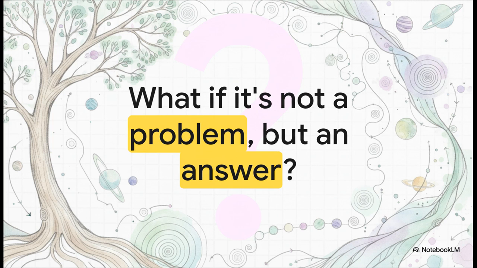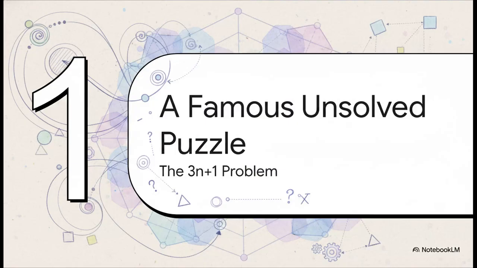The theory it proposes is that the conjecture describes a universal pattern, one that connects everything from the way a tree grows to the fundamental laws of physics. Okay, so let's dive right in. First things first, what exactly is the Collatz conjecture?